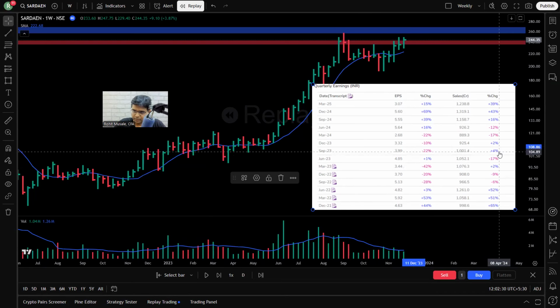Similarly, look at this: 4% sales growth, minus 17%, 2%. So neither the EPS growth nor the sales growth is accelerating for the past 3 quarters. Neither is the EPS growth more than 40%, nor is the sales growth more than 25%, which is our requirement. So, out of the 4 criteria, none has been in our favor. There are a total of 12 criteria, remember, out of which these 4, the earnings growth and the sales growth, are the crucial ones. None of these 4 are in our favor, which means what? This is not a positional trade.